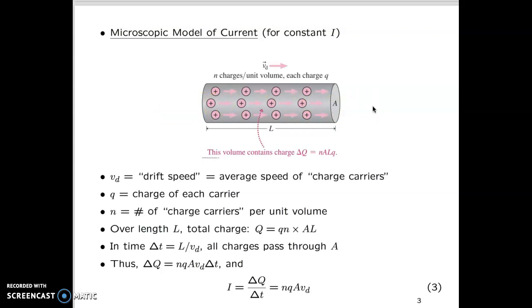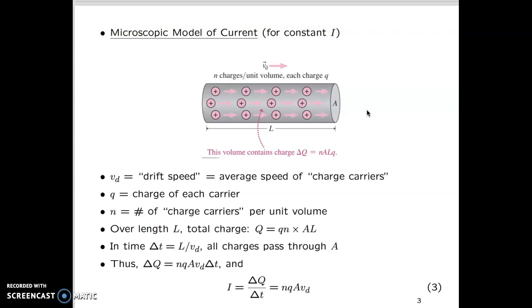Now, the reason we're considering a case where we have positive charges moving to the right is just that it's a little bit easier conceptually to deal with that, rather than thinking of negative charges moving to the left and having a current moving to the right. So it's just to make things a little bit easier to deal with conceptually.